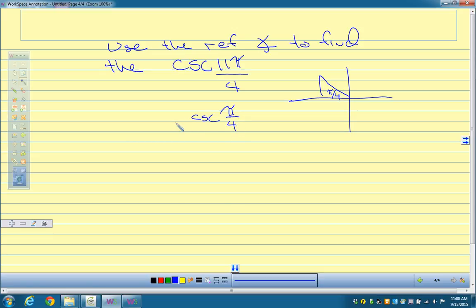be negative or positive? Is cosecant negative or positive in this quadrant? Sine and cosecant go together, so it's positive. So you just leave this alone. How do I find the cosecant of pi over 4? 4 over pi? No, you don't take 4 over pi. You take 1 over the sine of pi over 4, which is 1 over root 2 over 2, which is root 2 if you simplify.